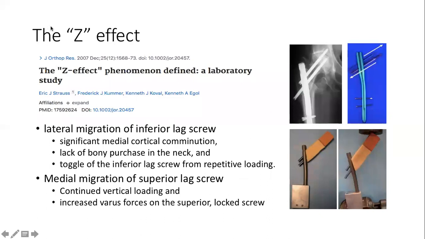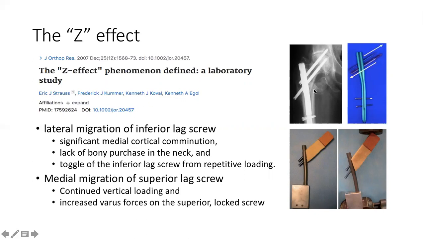Now, regarding this Z effect, there have been published studies. This is a complication that is infrequently seen, in about 4% of two screw systems of the proximal femoral nail, and this journal has addressed the reason behind the Z effect, but we want to focus on two things in regards to the migration of the screw.